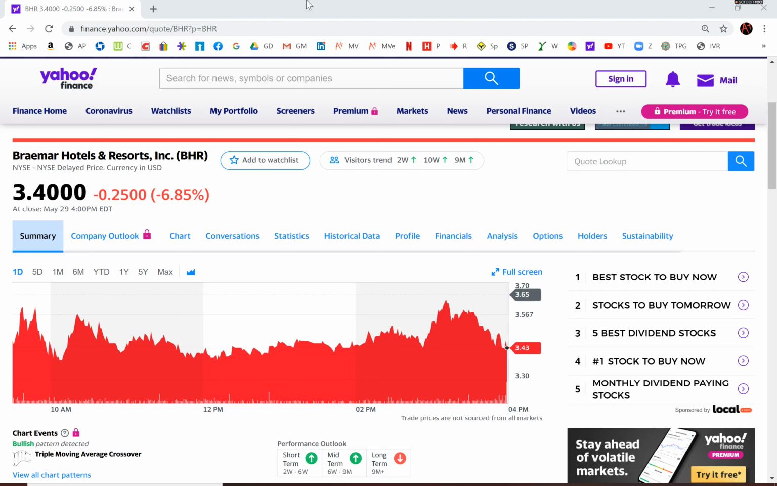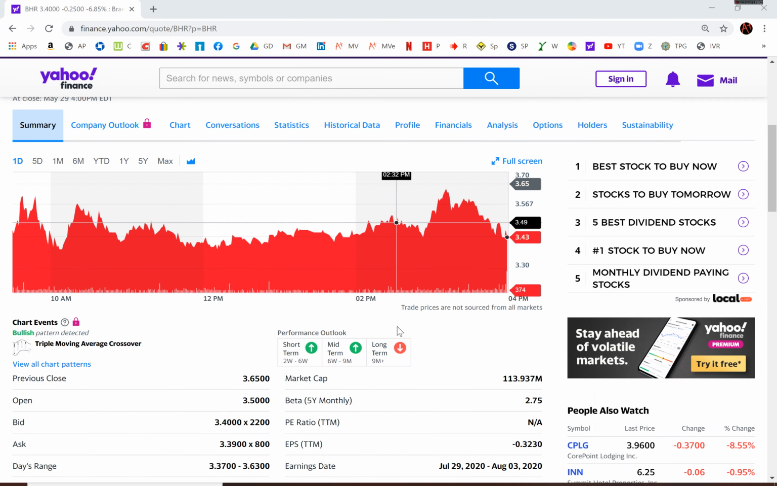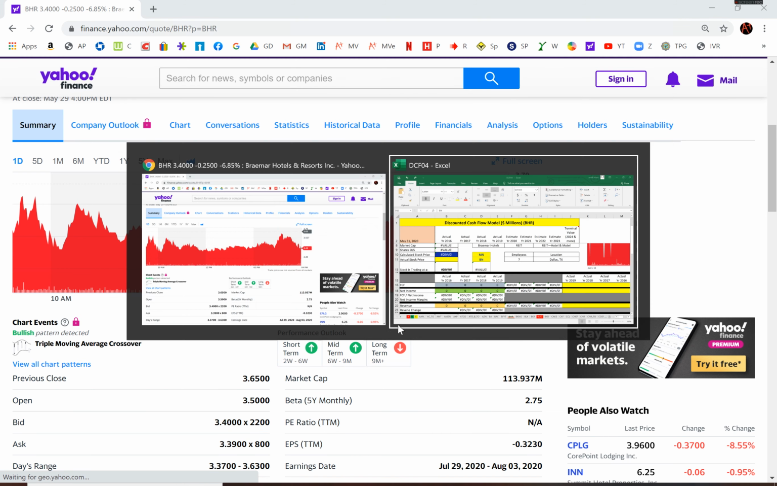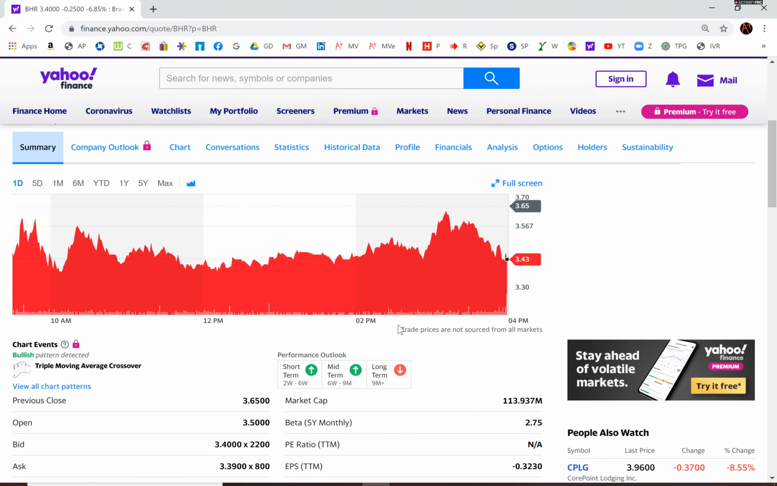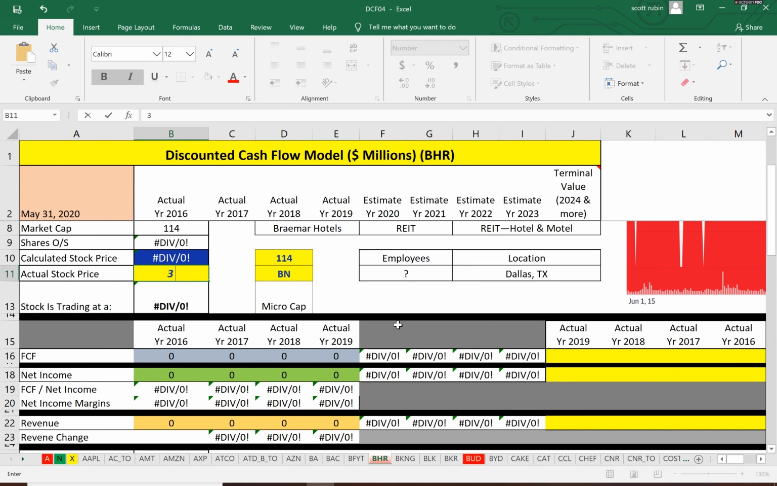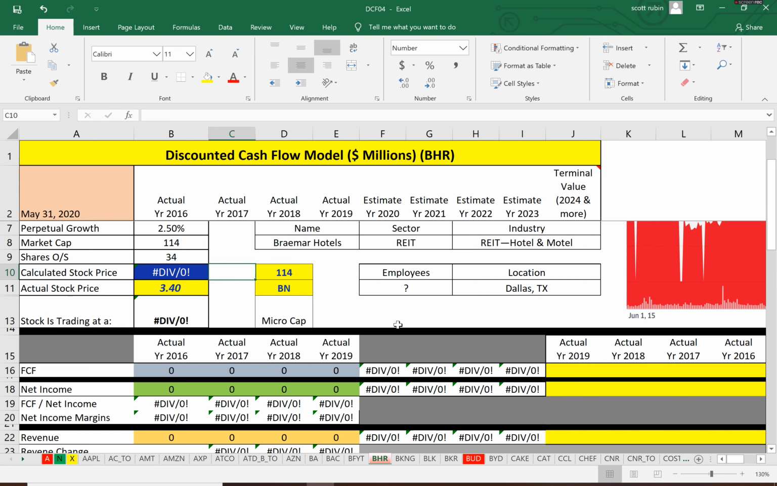We're going to calculate the stock price for Braemar Hotels. And the first thing we need is the market cap, which is 114 million. And then we need a stock price, which is $3.40. And now we can figure out the shares outstanding. We take the market cap divided by the stock price, and we get 34 million shares outstanding.